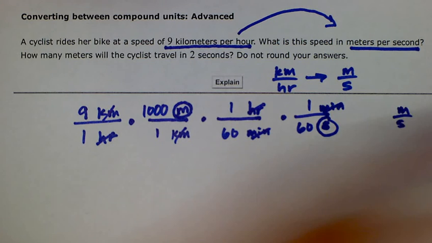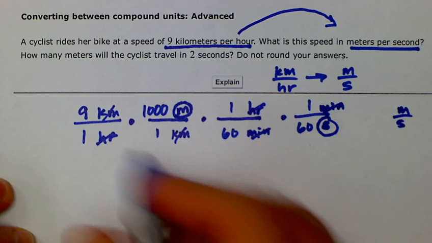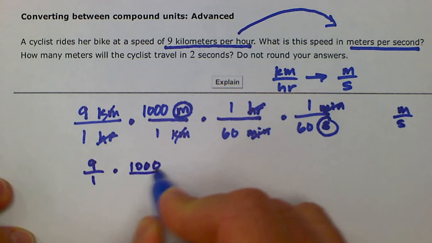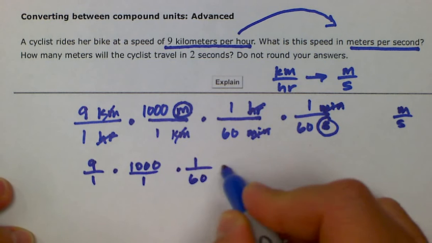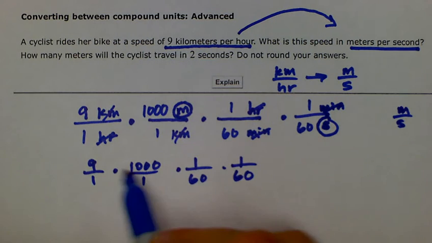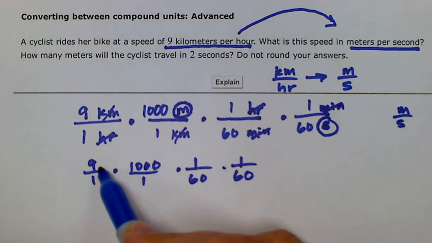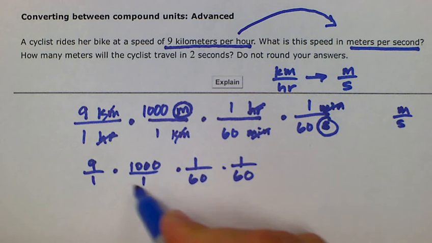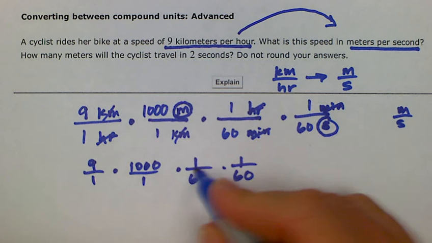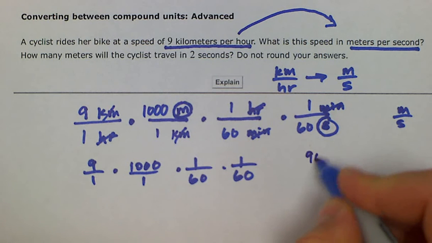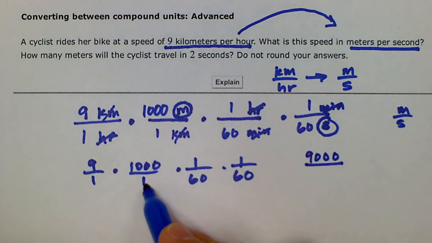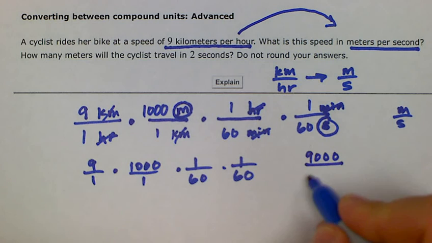And now we have a little bit of a conversion bridge, which is really just fractions. 9 over 1 times 1,000 over 1 times 1 over 60 times 1 over 60. And when we're multiplying fractions, we just multiply numerators to numerators and denominators to denominators. So we have 9 times 1,000, which is 9,000, times 1 times 1. So we're left with 9,000 on top. And then on bottom, we have 1 times 1 is 1, 1 times 60 is 60, and 60 times 60 is going to be 3,600.